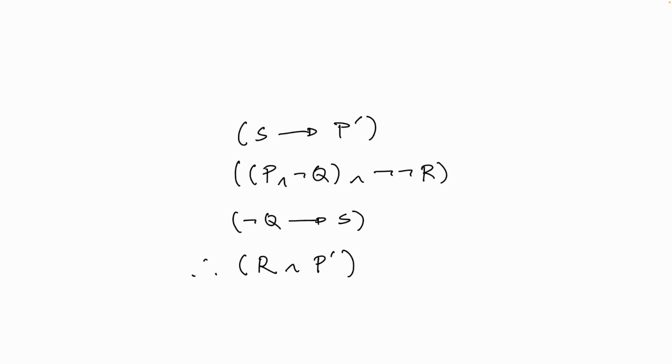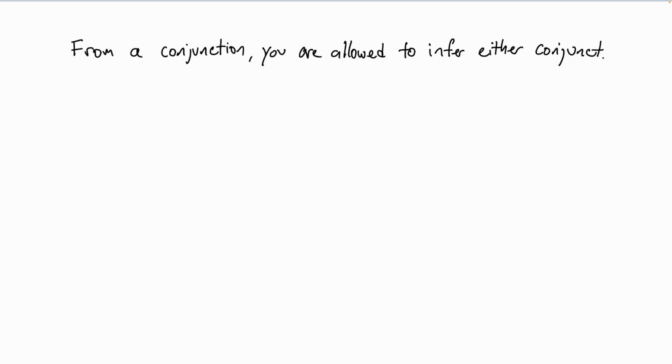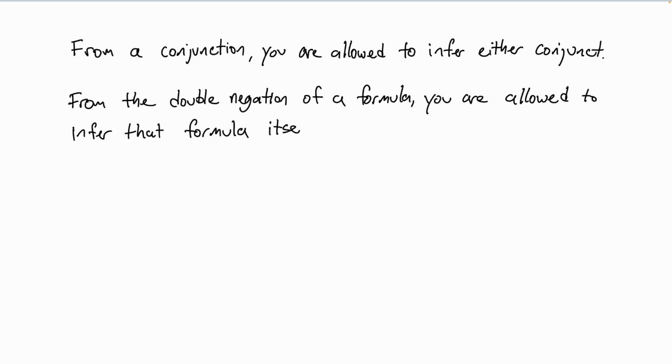Ordinarily, when we want to demonstrate that a conclusion follows from some premises, we often do that by showing that there's a series of valid inference steps that take us from the premises to the conclusion. And that's essentially how this new method works. So what we do is we introduce some rules of inference, as we call them. Each rule specifies a type of inference that you are allowed to make. For instance, one rule says that from a conjunction, you are allowed to infer either conjunct. Another rule says that from the double negation of a formula, you are allowed to infer that formula itself.